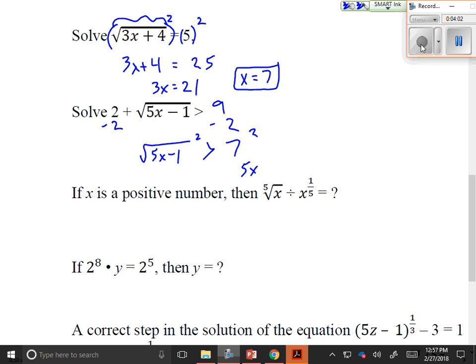So we have 5x minus 1 greater than 49. Add 1 to both sides. 5x greater than 50. Divide both sides by 5. X is greater than 10. Now we do need to make sure that none of the values greater than 10 are going to cause this to be negative under the radical. They won't. Anything greater than 10 is going to leave you with a positive under the radical. So we're okay with leaving the answer like that.